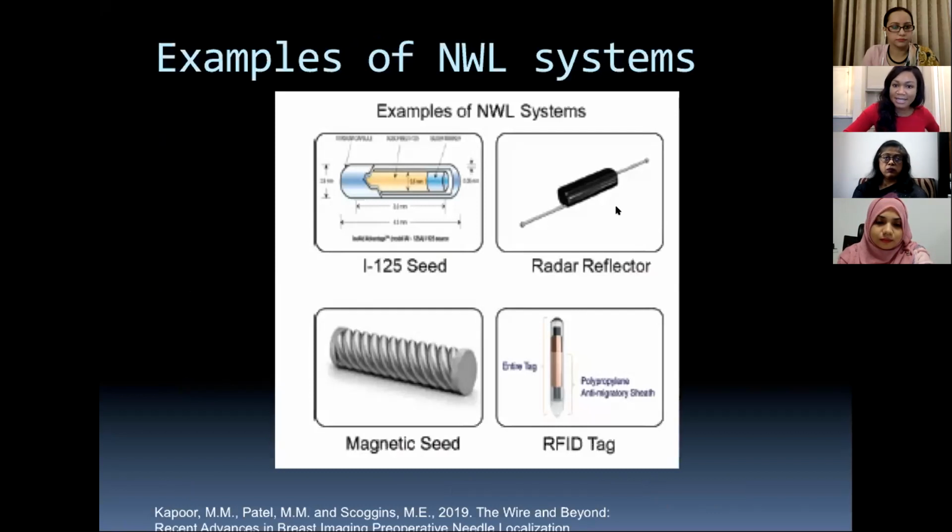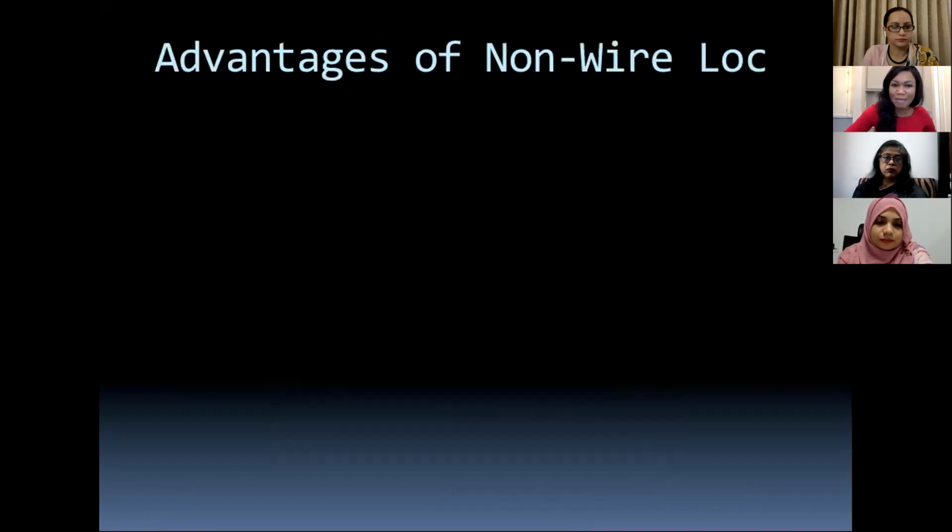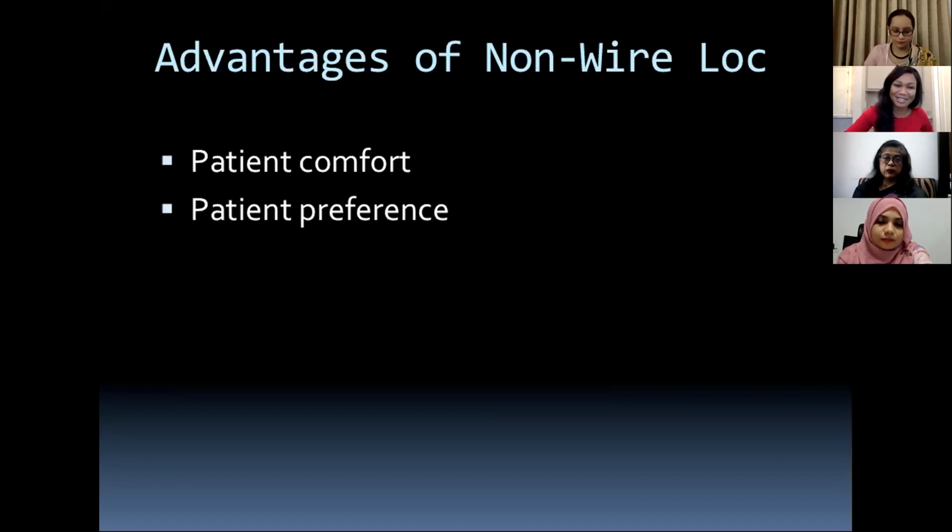So here are some examples. Here's a picture from one of our articles about all of these different devices. And basically, to summarize, I'll go over what the advantages of non-wire localization are. Well, patient comfort is a big one. Patients report very high levels of comfort, especially with the Savvy Scout technology.